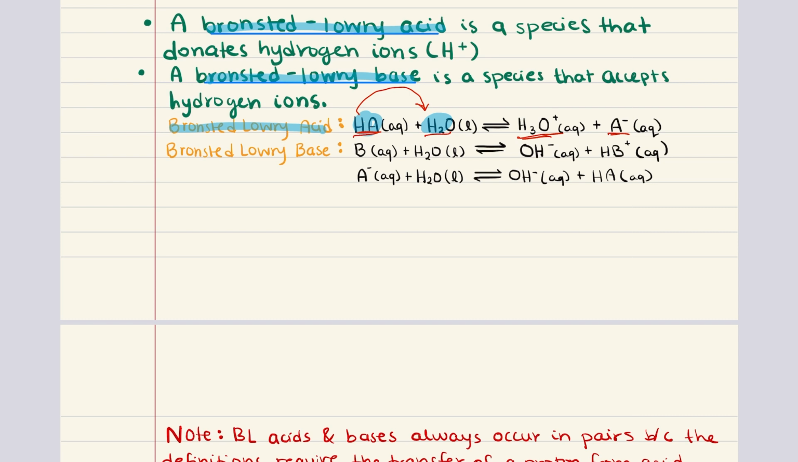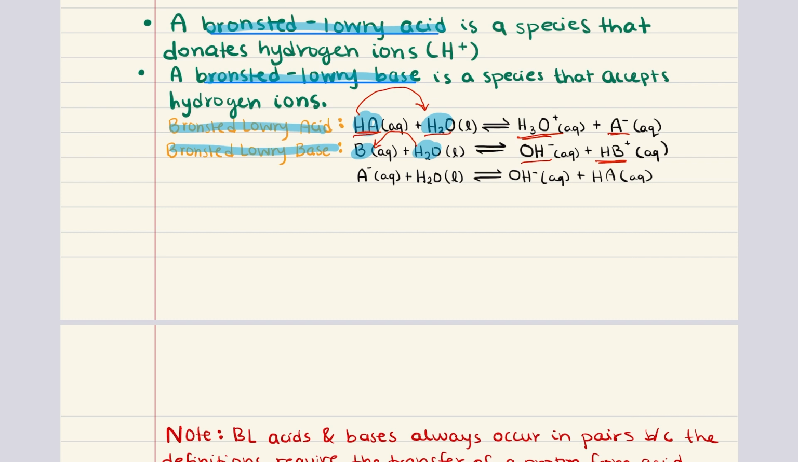What about for a Bronsted-Lowry base? B is the general symbol for a Bronsted-Lowry base. We notice here it reacts with water. The water is going to give the base a hydrogen ion, and what forms is HB+. This is the conjugate acid. Now, because the water donated a proton, it is now OH-. It forms a hydroxide ion.